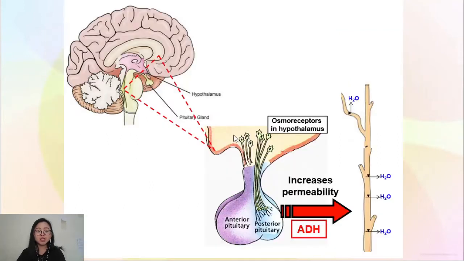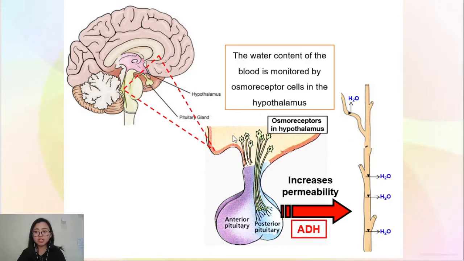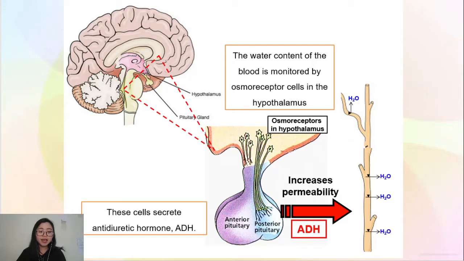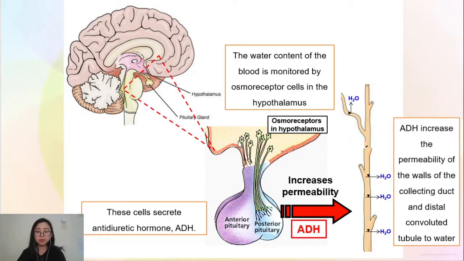So how it does that is the water content of the blood will be monitored by osmoreceptor cells in the hypothalamus. So these osmoreceptor cells will detect the water content in the blood. And then they will secrete anti-diuretic hormone called ADH. And what will ADH do? ADH will increase the permeability of the walls of the collecting duct and distal convoluted tubule to water. ADH akan suruh distal convoluted tubule dan collecting duct dalam kita punya buah pinggang untuk serap lebih banyak air.